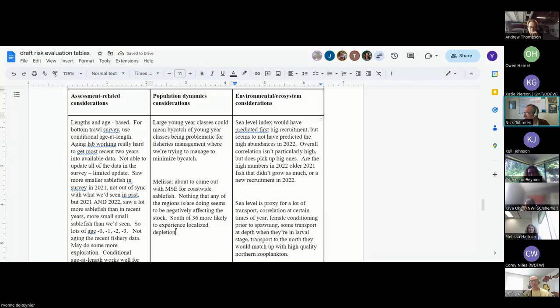Yes, it does. But it only makes sense because I reread your papers recently. So I don't know if anyone's put those in the chat yet, but if you would, that would be great. So Melissa, did you have a follow-up comment?